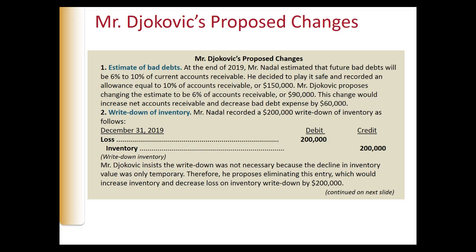He also recorded a $200,000 write-down of inventory showing as a loss. But Mr. Djokovic insists the write-down wasn't necessary because the decline in inventory value is only temporary. He proposes eliminating this entry, which would increase inventory and decrease the loss of $200,000.